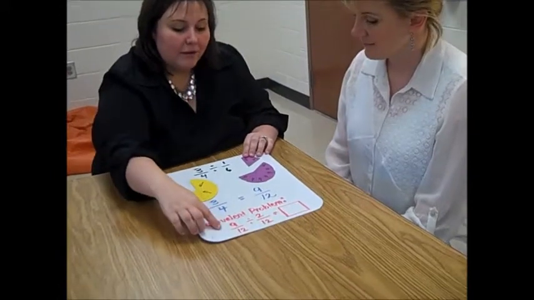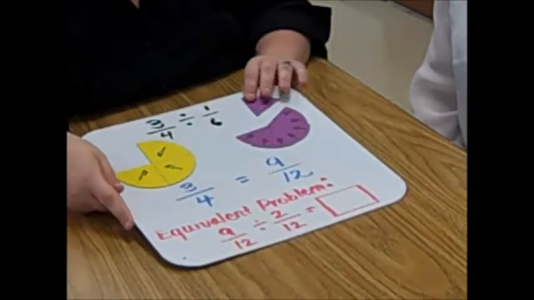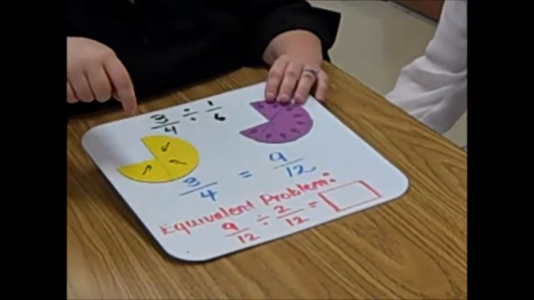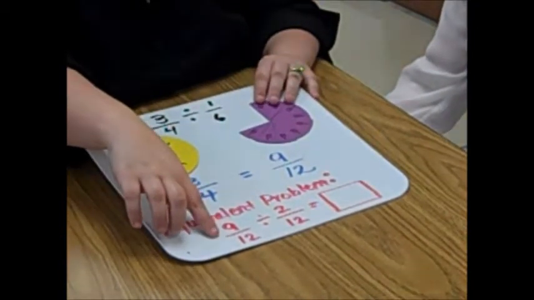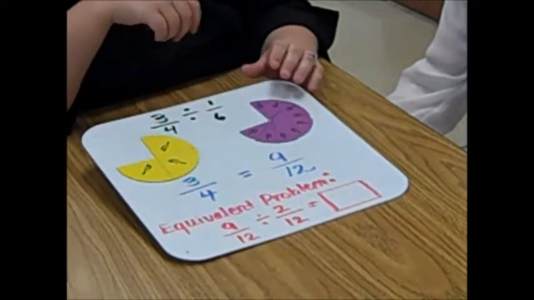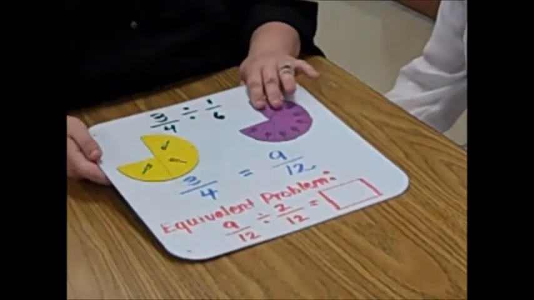At the bottom of my board, I have this, because those are equivalent problems. As I begin to solve the problem to find the quotient, I'm going to use my equivalent problem. This is 9/12. I'm going to start pulling groups to figure out how many groups of 2/12 are in 9/12.